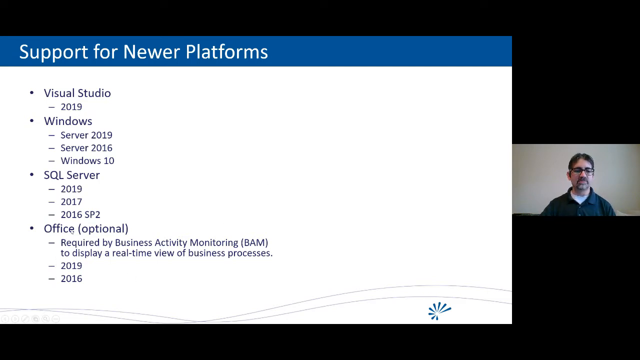There is also support for additional versions of Office for certain features of BizTalk, Business Activity Monitoring, namely, or BAM, that are optional, but BizTalk Server 2020 is able to use Office 2019 components for its BAM business process monitoring.